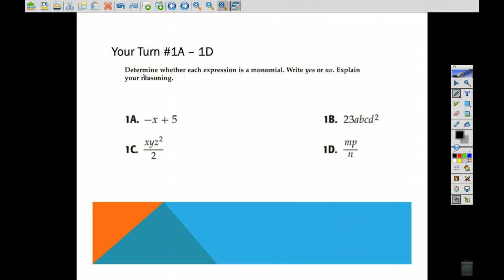Your turn, numbers 1a to 1d. You're telling yes or no if it's a monomial or not. Pause the video, finish numbers 1a through 1d, and come back when you're done.